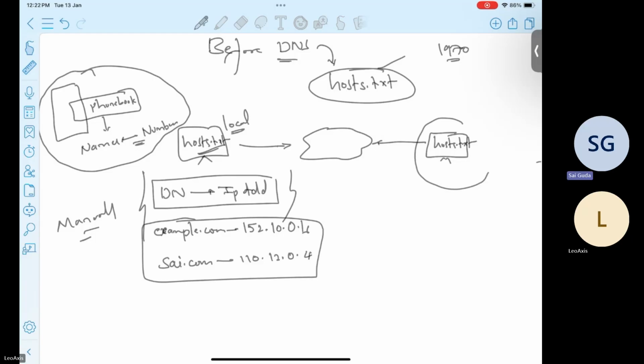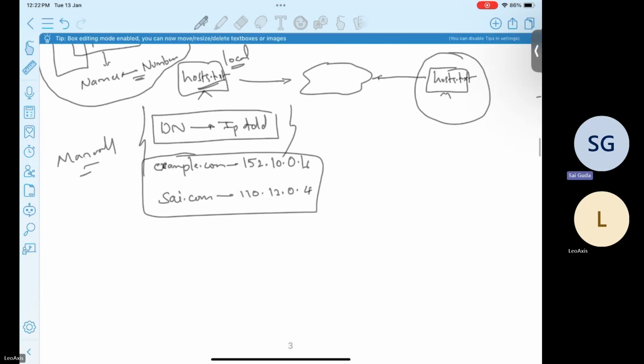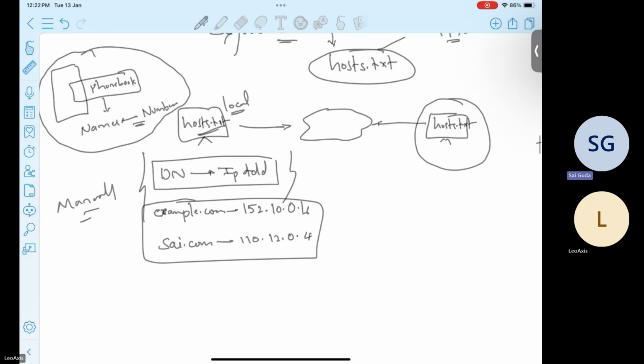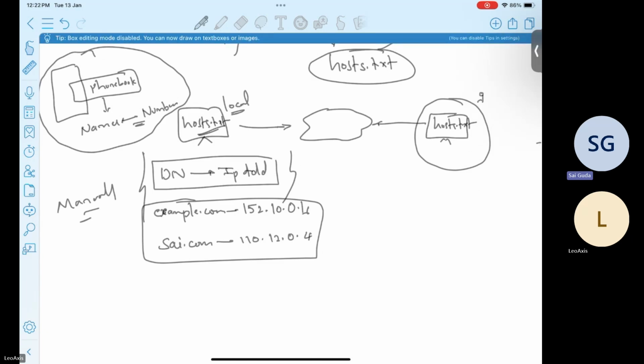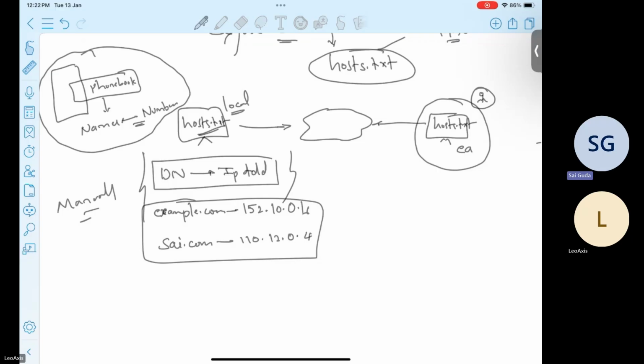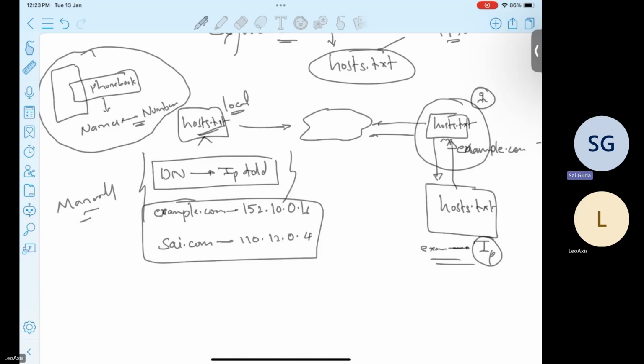So everyone used to maintain their own local file. In this situation, if someone is searching for a website, let's say example.com, immediately this computer checks its local file host.txt to get the respective IP address of example.com. Once it knows the exact IP address, it sends the request to this particular server. That is how it used to work in the earlier days before DNS.